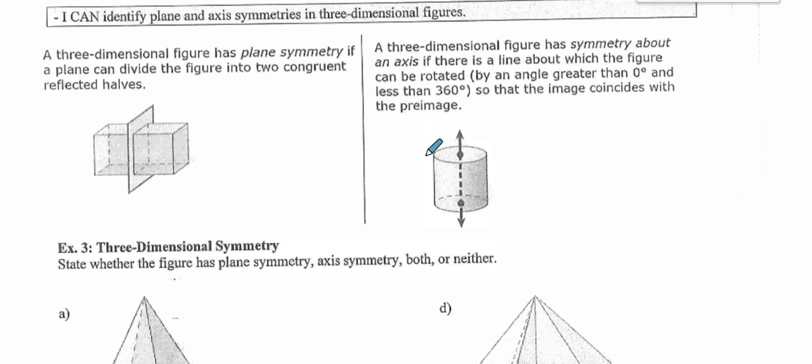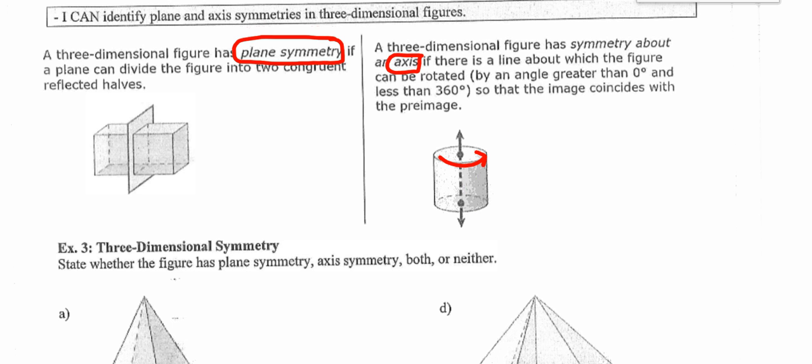Then we have something that's called rotational symmetry when we're talking about two-dimensional, but a three-dimensional figure has symmetry about an axis, or this is called axis symmetry. So we have plane symmetry and axis symmetry, if we can rotate a figure and it maps to itself. So if we were to stick, for instance, a stick through this particular cylinder and rotate it around, it's going to map to itself.